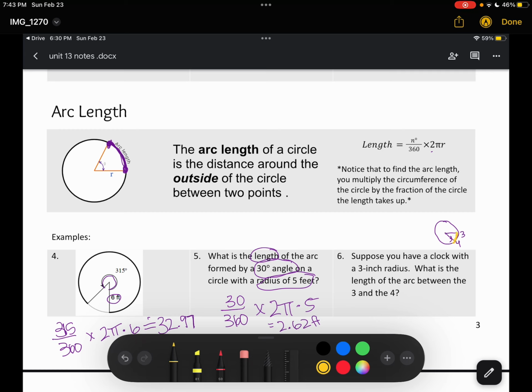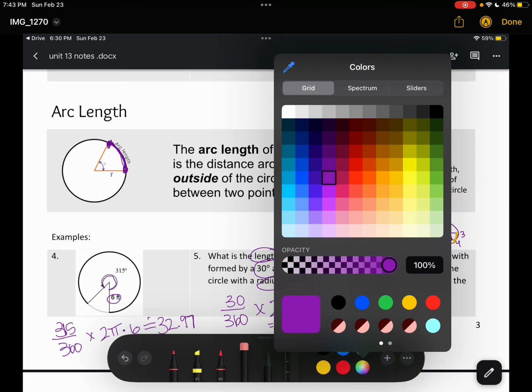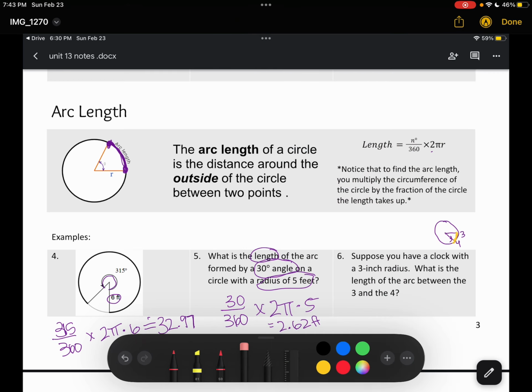Now, we don't have degrees, so we're not going to use degrees over 360. We do know the circumference part of this is going to be the 2 pi times the radius. So this will still be 2 pi times 3 for the 3-inch radius.